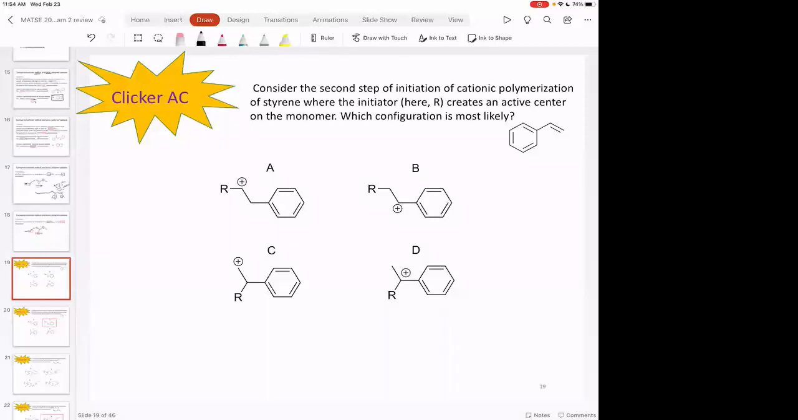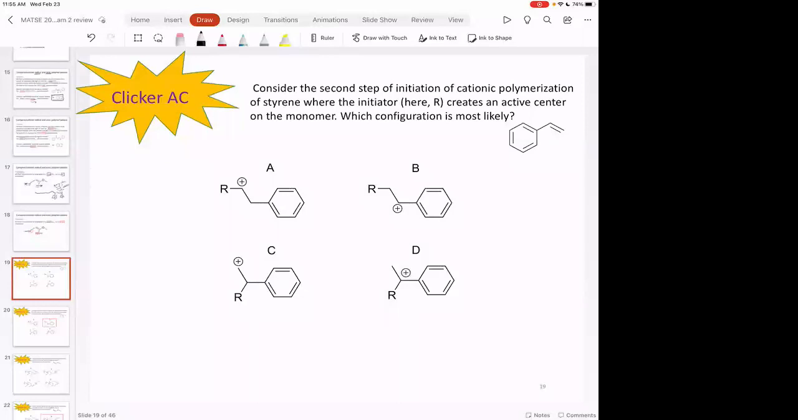All right, here's a clicker question. Consider the second step of initiation. So I've made my initiator and I have that initiator fragment. And the second step of initiation is what? That initiator fragment does what next? Adds the first monomer, right? So this is a step before propagation where an initiator fragment grabs the first monomer, and that's called the second step of initiation.